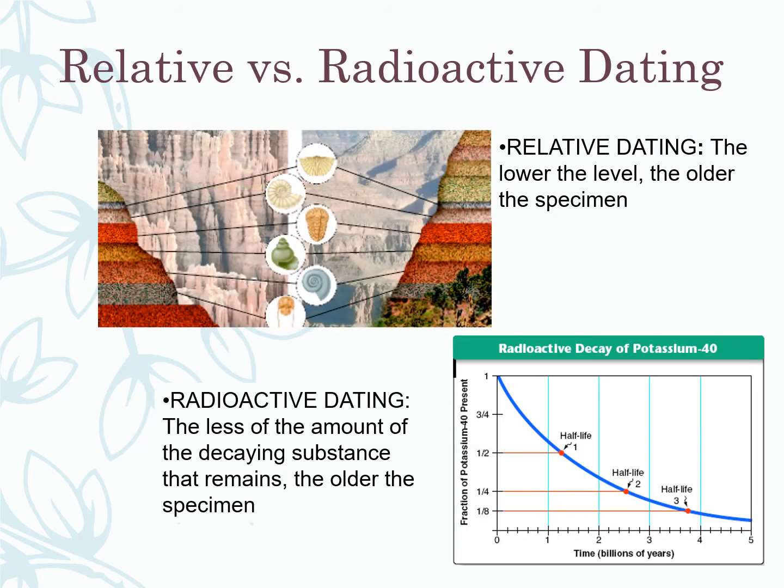Here are some visuals on relative versus radioactive dating. The top image shows relative dating: the lower the level, the older the specimen. So you could see that in these mountain edges, perhaps in the Grand Canyon, you're seeing various types of sea life fossils found throughout it. The fossils found at the top are the most recent, and the ones found at the bottom are the oldest. Then there's radioactive dating.